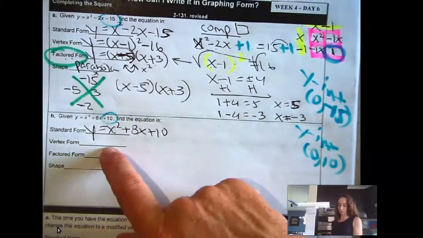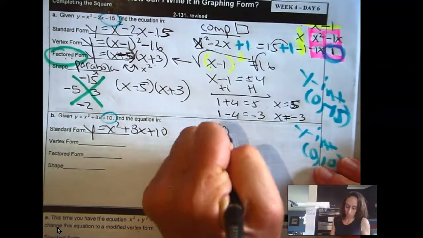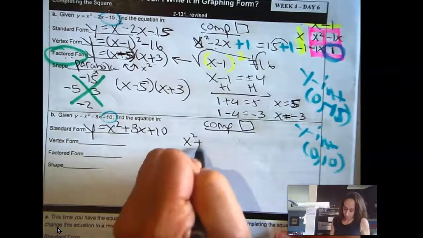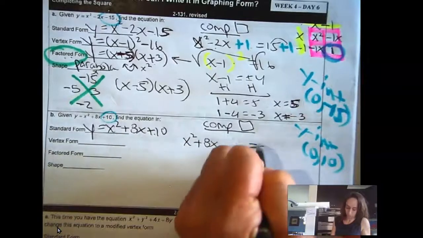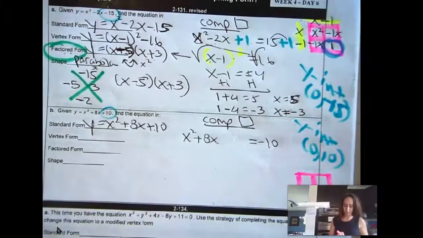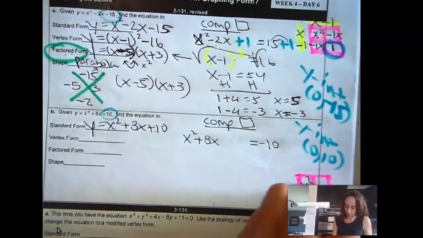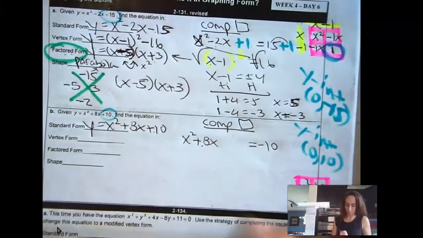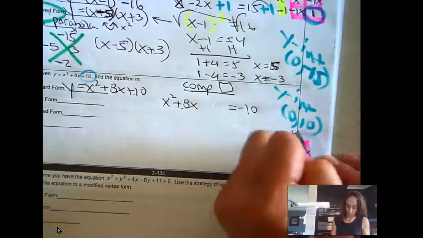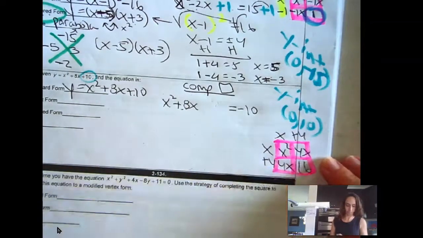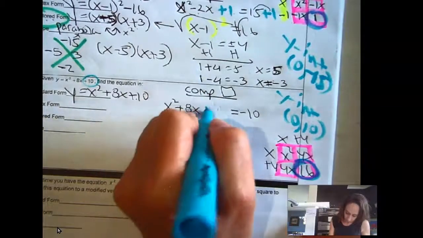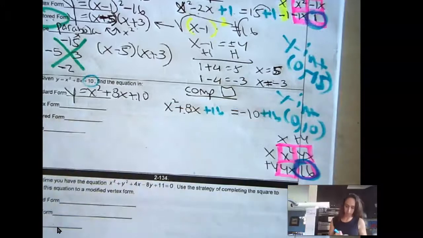So if I'm going to find it in vertex form, you know I'm going to solve by completing the square. So I get x squared plus 8x, move this over, equals negative 10. Do my cute little box. Now, if some of you like a different way, I don't care. Do your way. Get the right answer. Show work. Don't cheat. By the way, half of 8 is 4, and then 4 times 4 is 16.